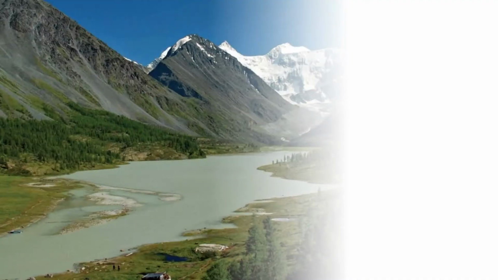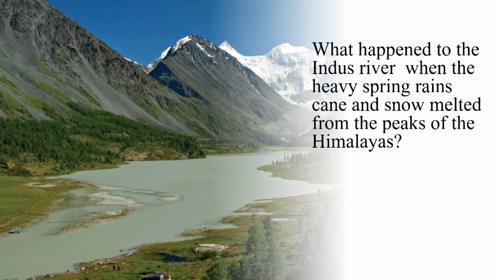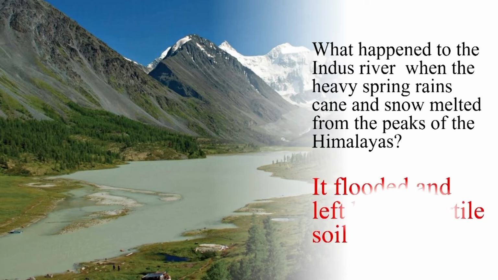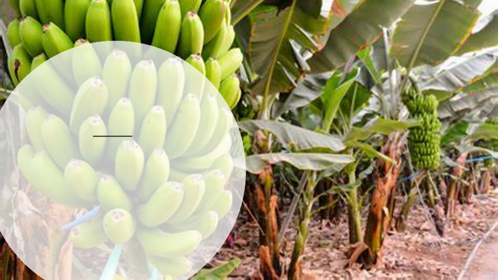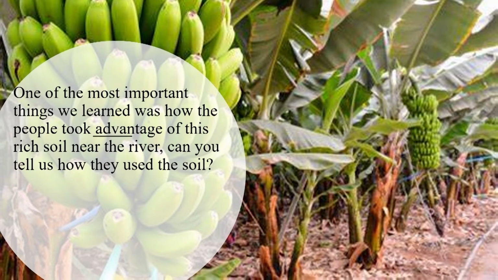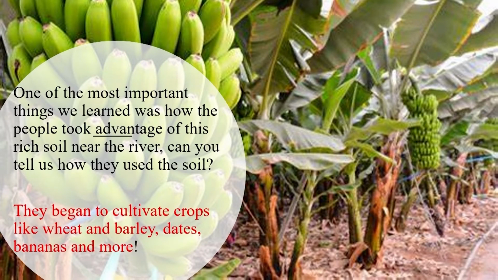Awesome job. Now, let's see what happened to this Indus River when the heavy spring rains came and snow melted from the peaks of the Himalayas. Do you remember? I sure do. It flooded and left behind fertile soil. You are correct. But one of the most important things we learned was how the people took advantage of this rich soil near the river. So can you tell us how they used the soil? They began to cultivate crops like wheat and barley, dates, bananas, and more.